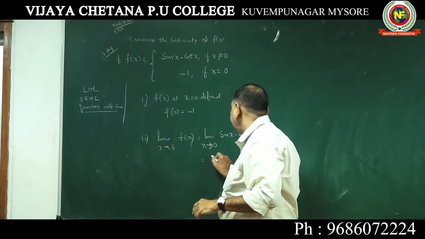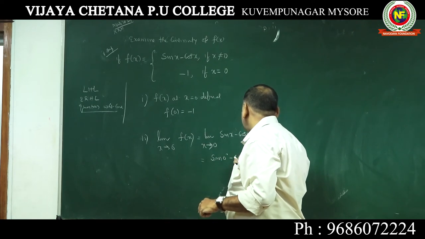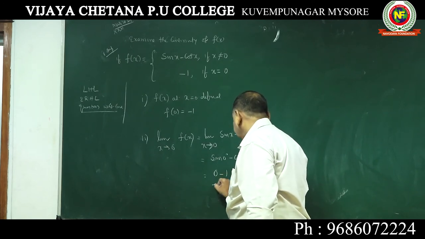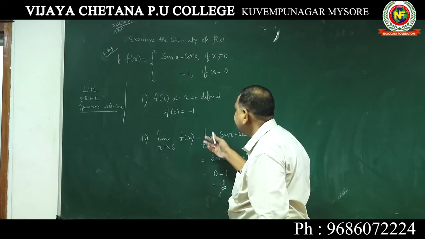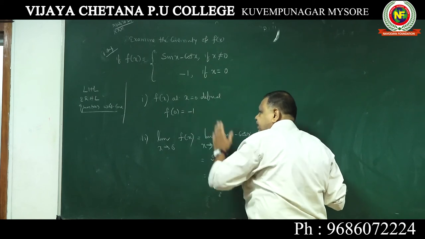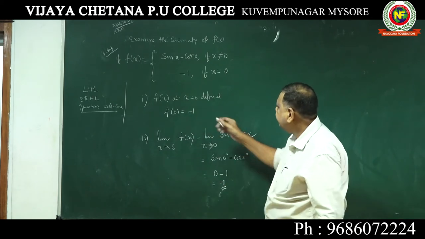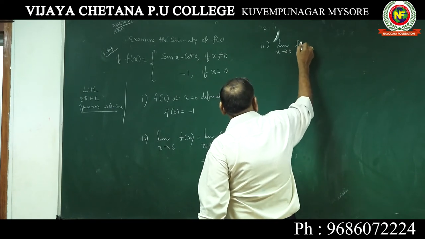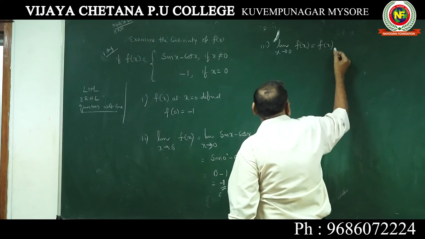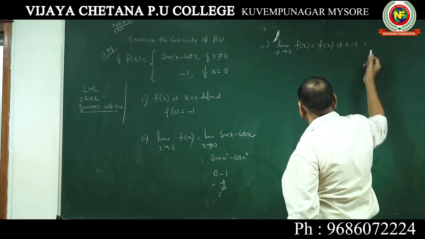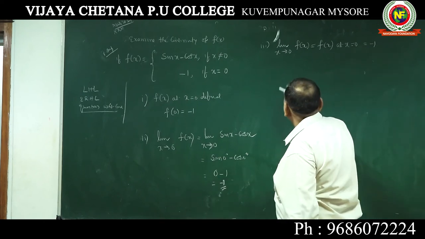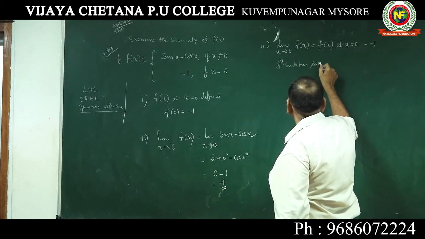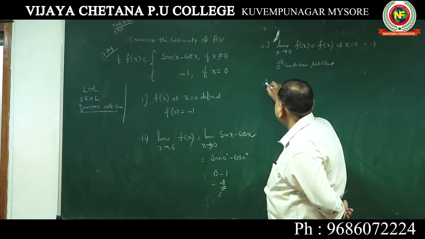Here you should write sin x minus cos x. Substitute x as 0: sin 0 minus cos 0. What is sin 0? 0. What is cos 0? 1. It is minus 1. See here, this limit, third condition also satisfied. This limit value is equal to the function value. You write that third condition: limit as x tends to 0 of f of x is equal to f of x at x equal to 0, which is equal to minus 1. Okay, third condition satisfied.